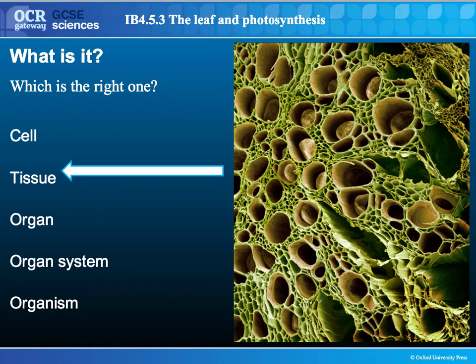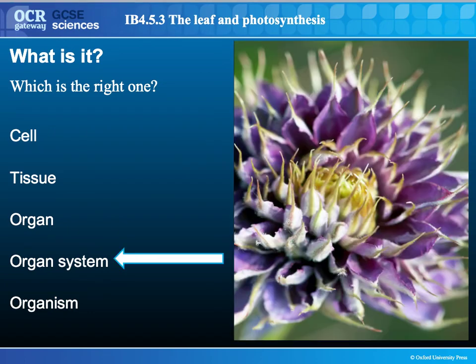This is a picture of a vascular bundle, and these are tissues, as these are groups of cells that are working together to provide a function as a tissue. Here we've got the flower part of the plant, and this is an organ system, as there's lots of different organs working together to provide this function.